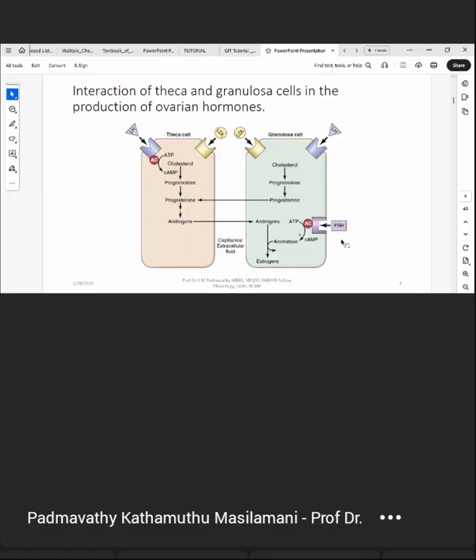So this is the formation of estrogen by the granulosa cells. The theca cells will be forming the progesterone and then androgens. These androgens will be converted to estrogen by the granulosa cells.